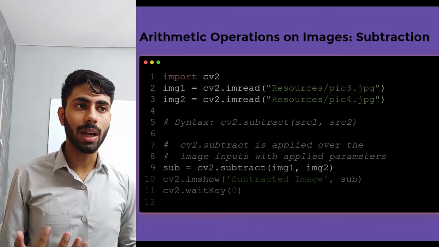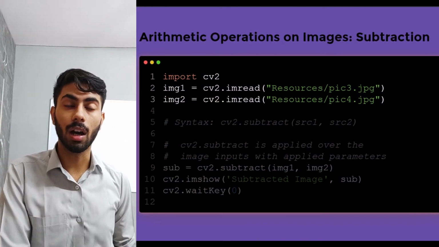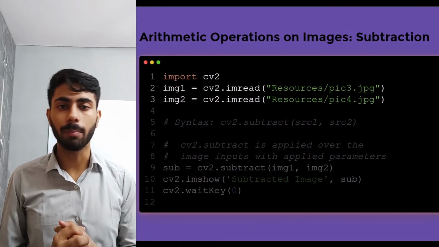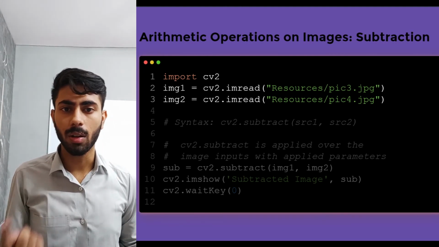So this is how you can perform subtraction as well as addition. In the next video, we will be discussing the bitwise operations that we can perform on binary images. The operations that we are going to discuss are AND, OR, XOR, and NOT.